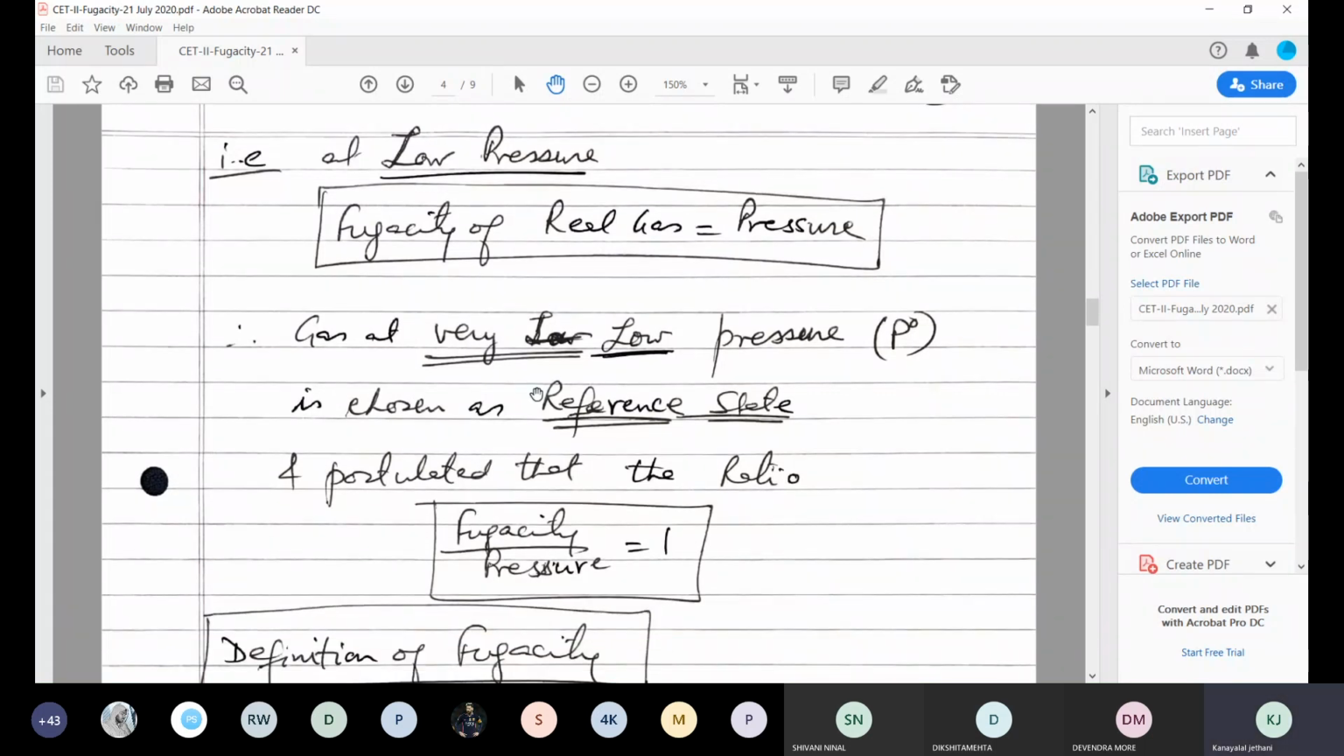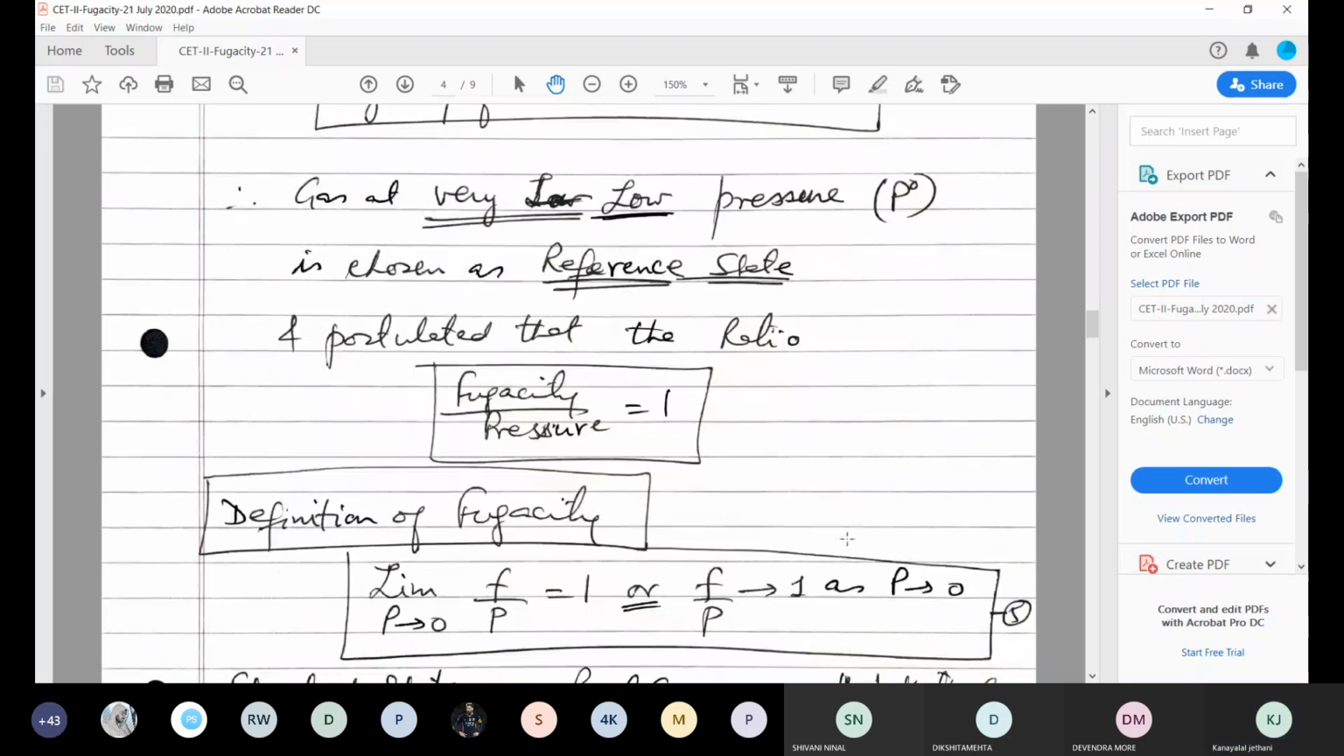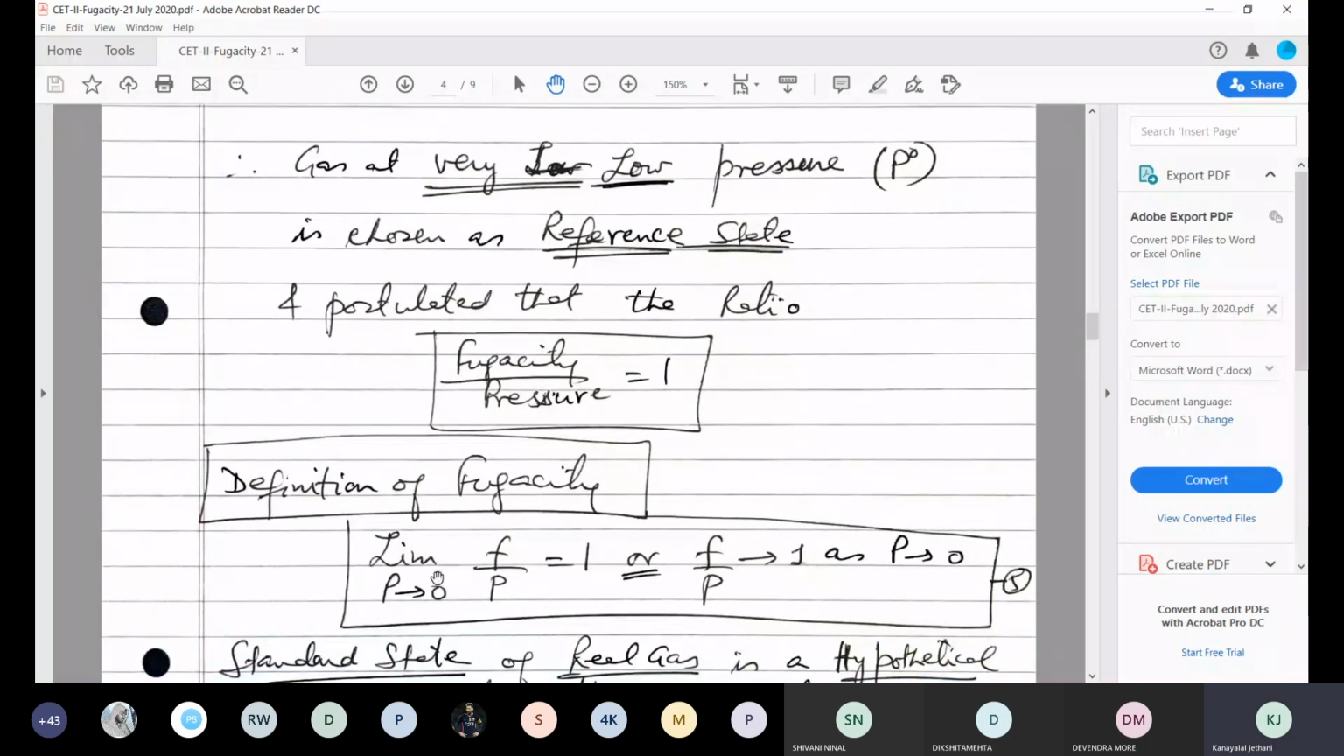Okay? So gas at very low pressure, P0, is chosen as the reference state, and we say that fugacity by pressure is equal to 1 at low pressure. F by P is equal to 1 when the real gas approaches ideal gas. Then fugacity will be equal to pressure. So we define fugacity as the limit when pressure tends to 0, fugacity upon pressure is equal to 1. That's what we are saying, right? At low pressure, fugacity is equal to pressure, or F by P tends to 1 as P tends to 0.